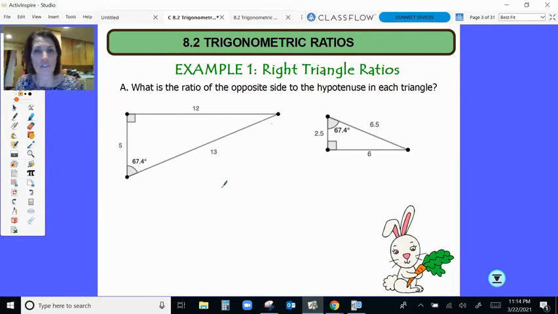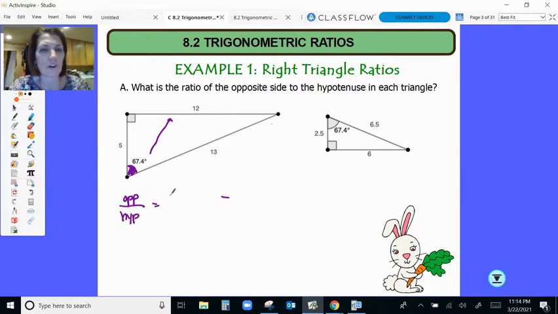We're going to ask, what is the ratio of the opposite side to the hypotenuse in each triangle? Again, we're always referencing from the angle. From this angle here, what is my opposite side? That's going to be 12. So the ratio of my opposite side to my hypotenuse is going to be 12 over my hypotenuse, 13. And that is the ratio of that opposite side to my hypotenuse.